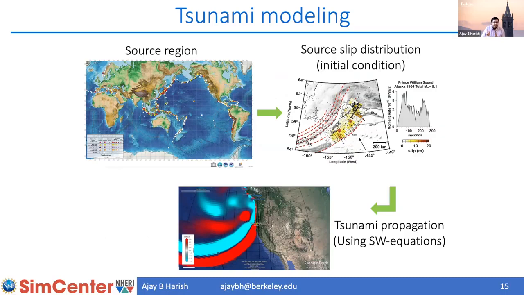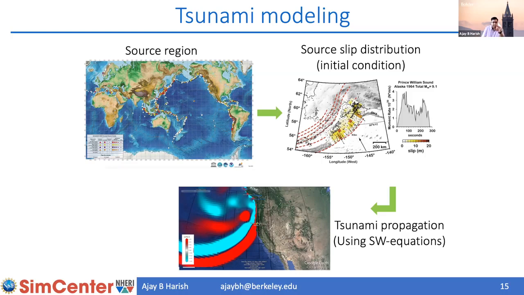So I'll try to keep it simple, with just some basic equations, so that we have an idea of what we are talking about when we say shallow water solvers. For example, when we are trying to model a tsunami event with GeoClass, we take some kind of a source, a slip distribution, like an initial condition.